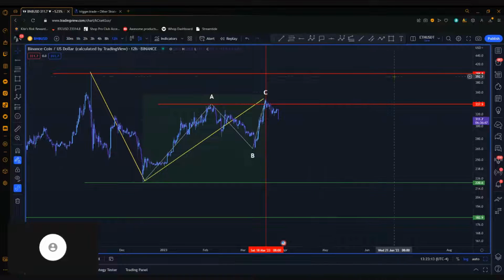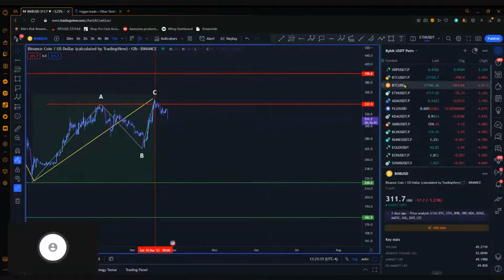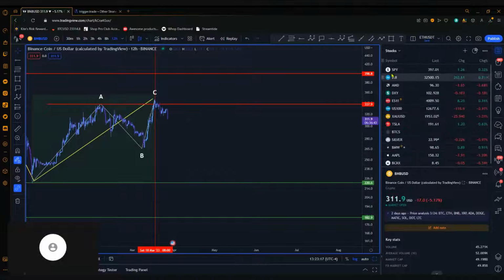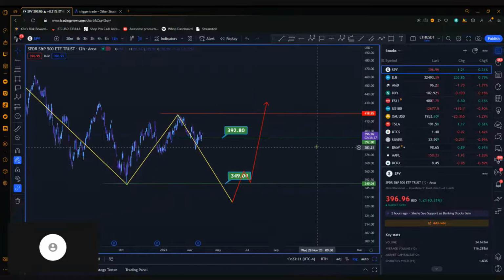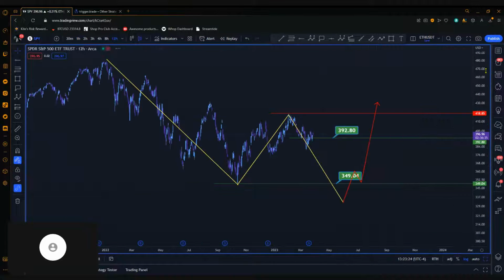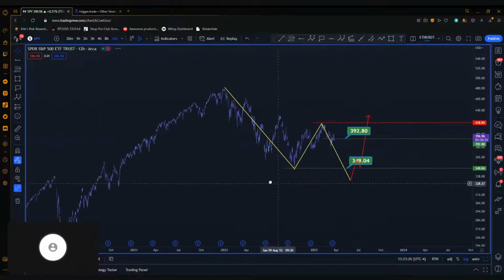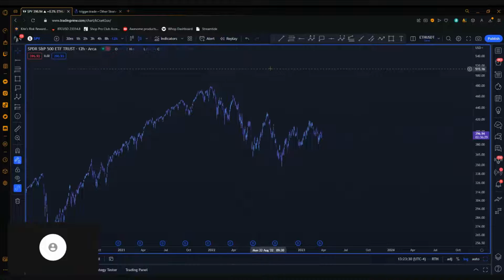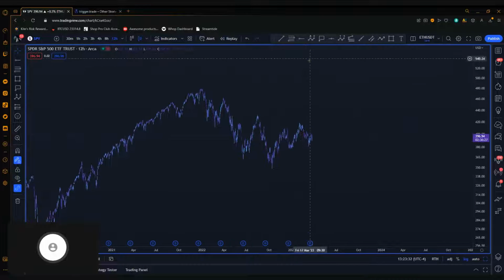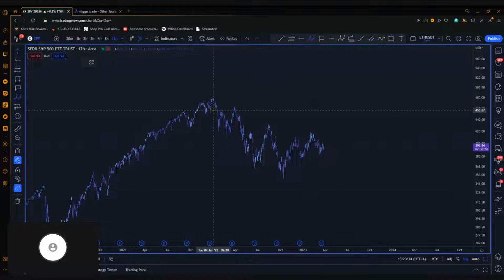Okay, I think I'm all good. All right, so let's move over to traditional markets. So I usually do SPY, DXY, gold, silver, and maybe one or two other stocks. Let's see. All right, so I'm going to start off on a clean slate here.